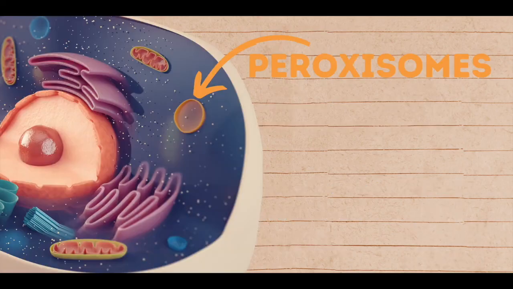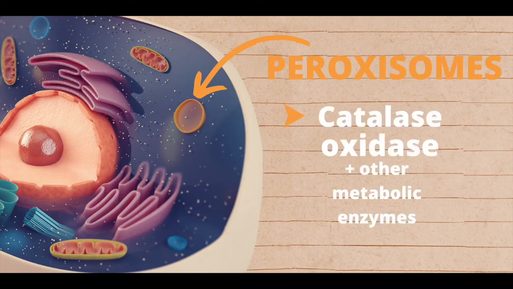Next, we have the peroxisomes. Peroxisomes help defend us from free radicals. It does this because it has enzymes, and some of the most important enzymes that it has are catalase and oxidase. These metabolic enzymes help convert or break down these free radicals and turn them into not so dangerous molecules. So in this process of breaking down these free radicals, peroxisomes excrete hydrogen peroxide, so hence the name peroxisome.